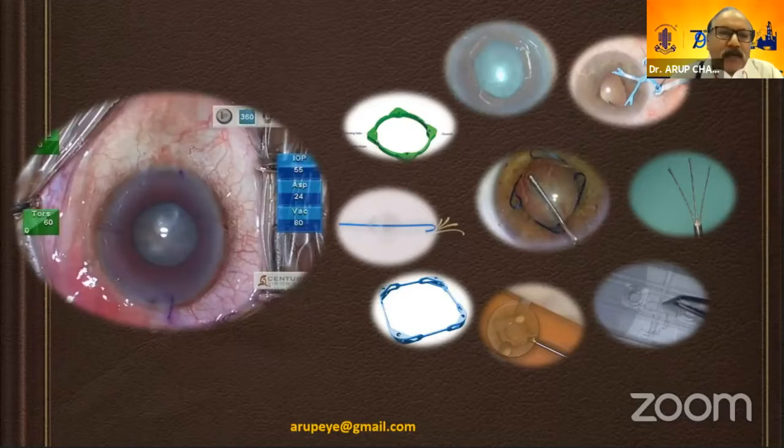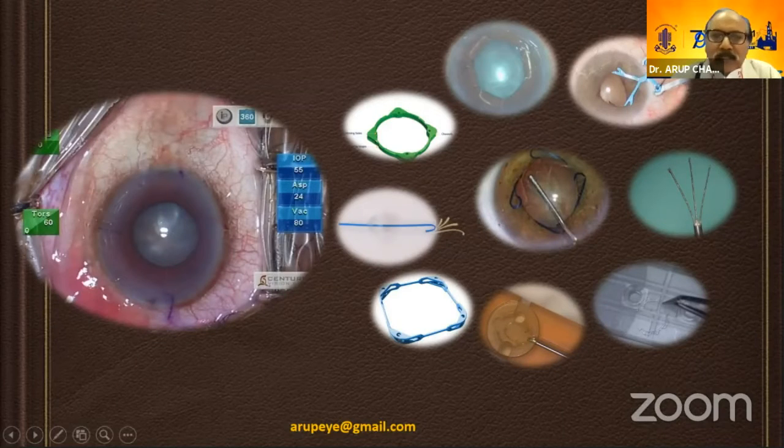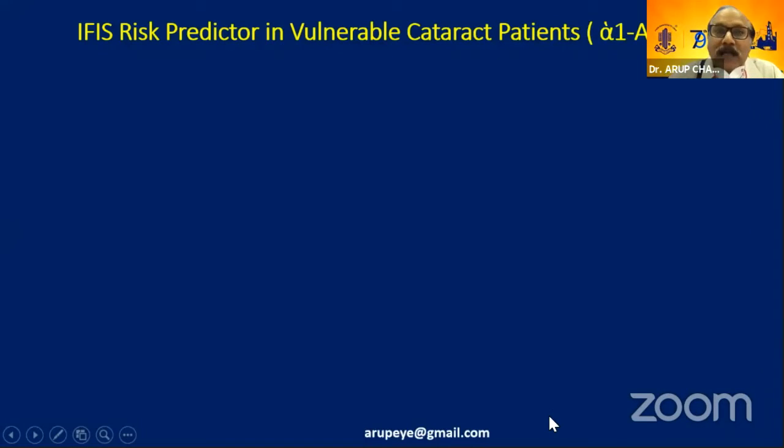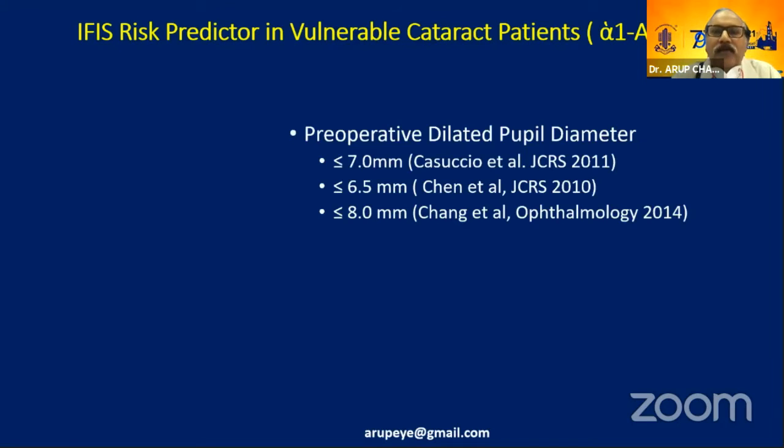If I am dealing with a very small pupil, an IFIS candidate, a fellow who had a bad IFIS, I would straight away go and use these devices. But for other IFIS candidates where the pupil is not small, I would use a different strategy. So what are these other cases?